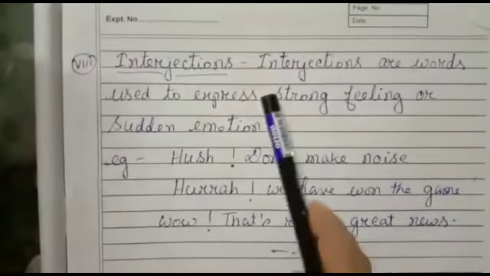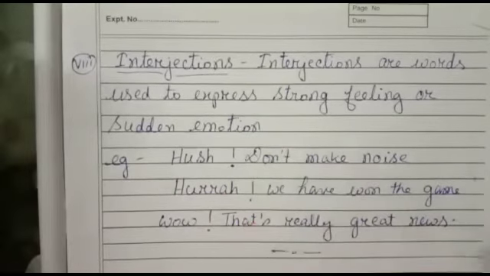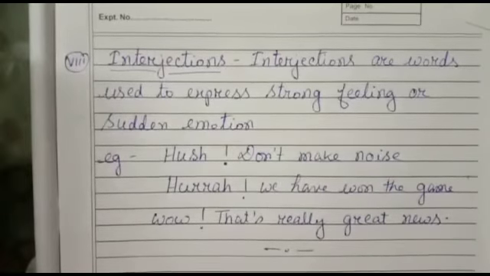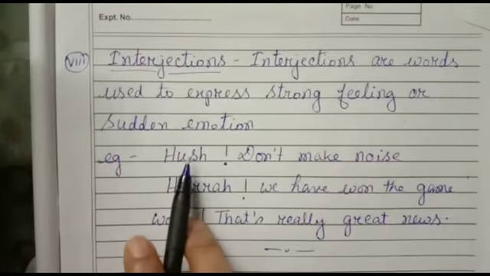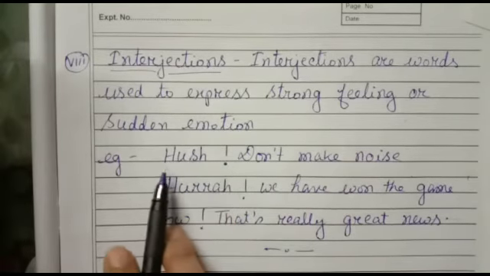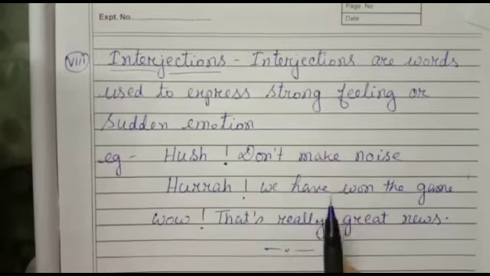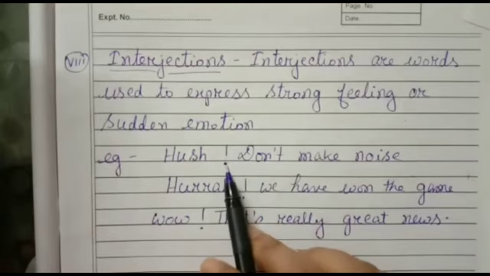Now we see what? Interjection. Interjections are words used to express strong feeling or sudden emotion. Interjections are words used to express what? Strong feeling or sudden emotion. Okay, that is what? Interjections. In interjections we use, you see here, exclamation. Okay, hush, don't make noise. When we say hush, then you have to use what? Exclamation. This is called what? Exclamation.